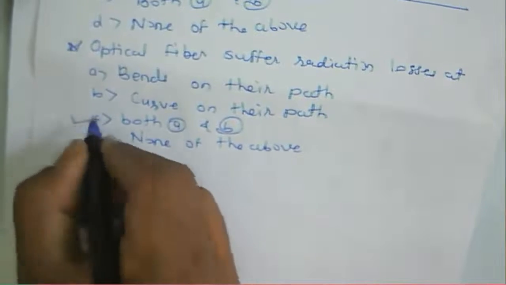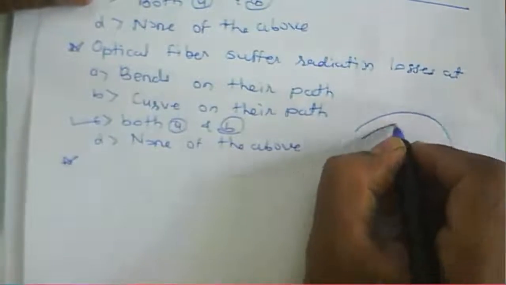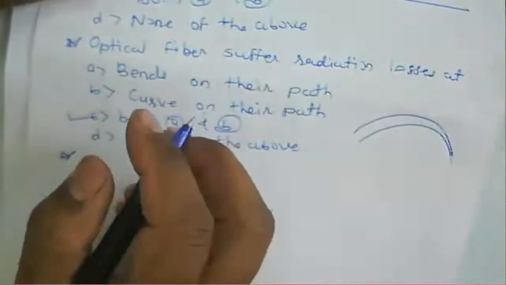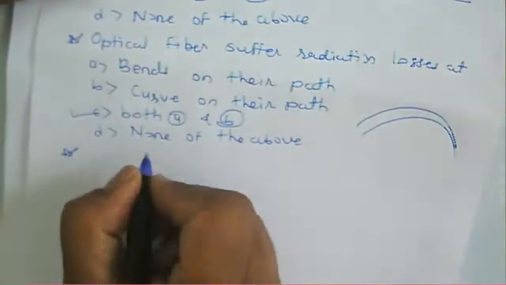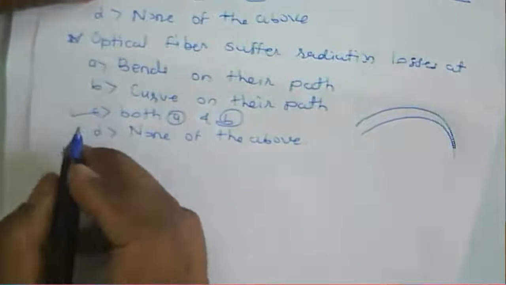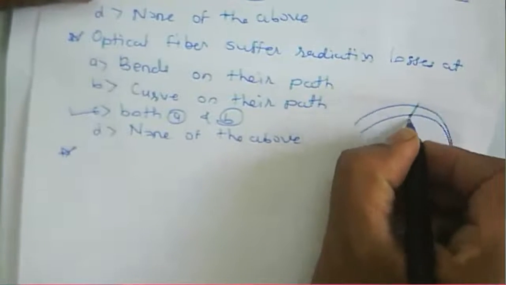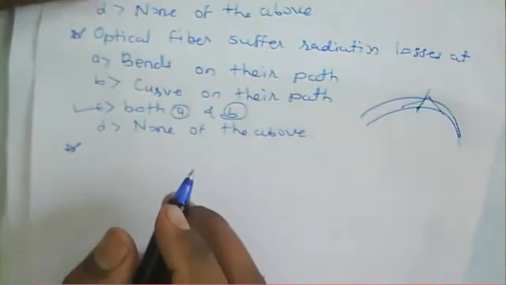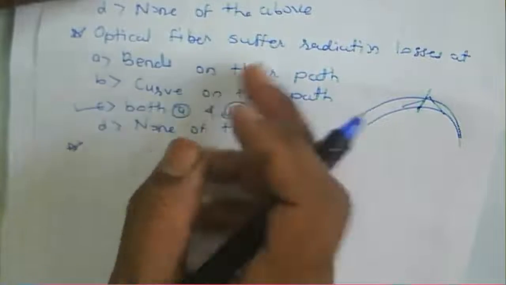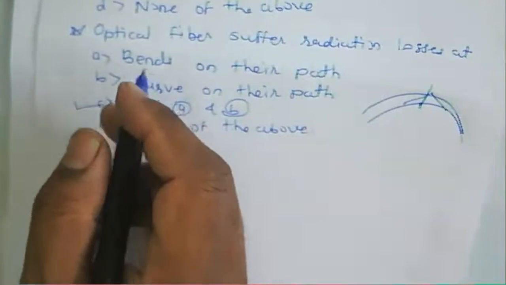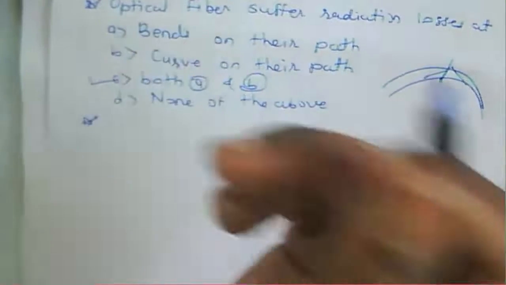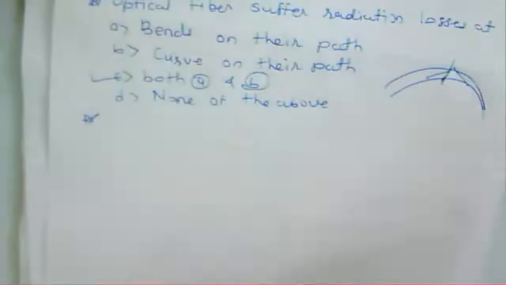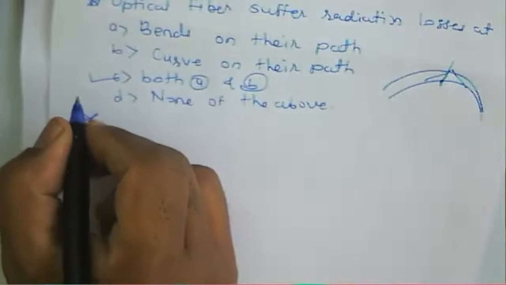Yes, correct. That answer is correct because the curve of the fiber and a bend are nothing but the same. So because of that, radiation occurs. Why? Because the radius changes at the curve. So we can say that the light takes a longer path at the curve. That's why the radiation takes place. Some of the signal can propagate through the cladding layer also. That's why the radiation takes place.